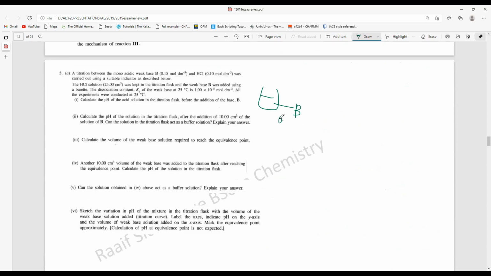No, so it's the other way around. So they are taking HCl into the flask. That is the normal way. So HCl concentration is 0.1 M, and they have taken 25 cubic centimeter, and they are going to titrate with the base, okay, B, that is 0.15. The concentration is a little bit different.